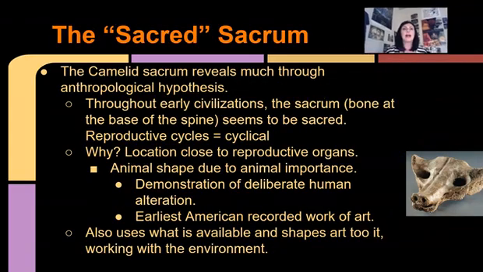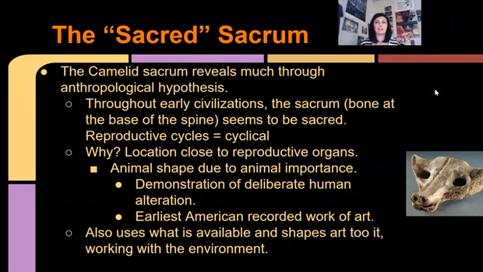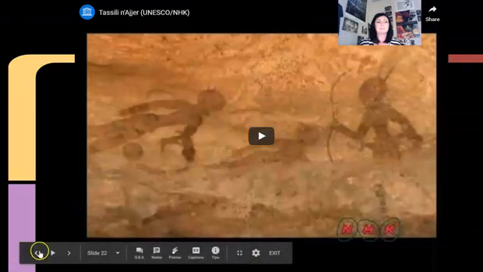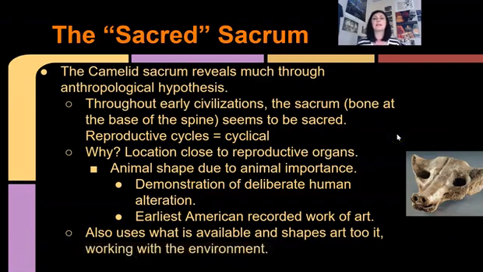All right, so let's look at the camelid sacrum, which is just another example of how you kind of make do with what you have in terms of creating this art at the time. So we don't 100% know, but here's what we do know. So the camelid sacrum comes from a bone in the body called the sacrum. And the sacrum actually sits around and protects the reproductive organs.